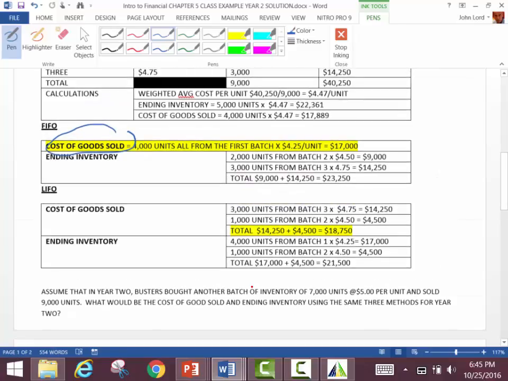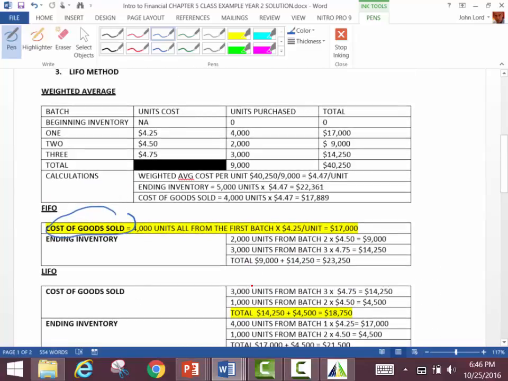Okay, so I have to come back up. FIFO is going to be all 4,000 at 425, so that's going to be $17,000 for my cost of goods sold, right? Pretty easy, right? I sold 4,000. I assume that I sell from that first batch first. That's those milks in the front.